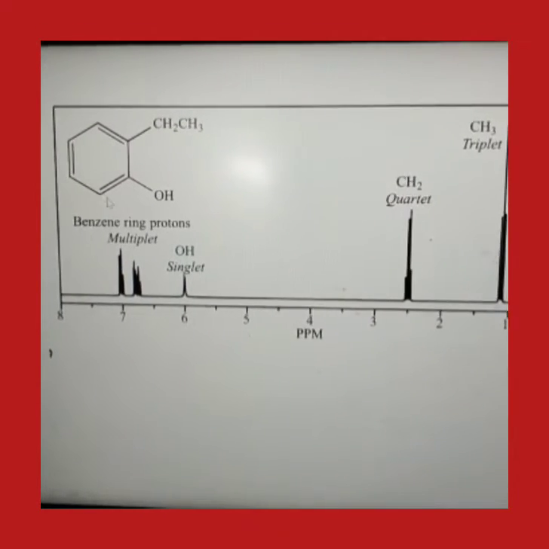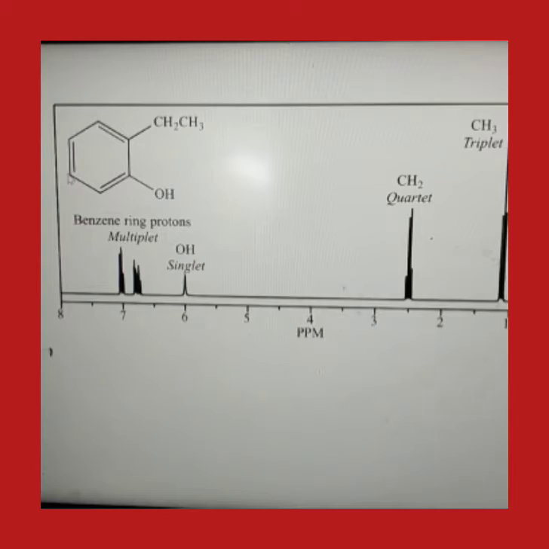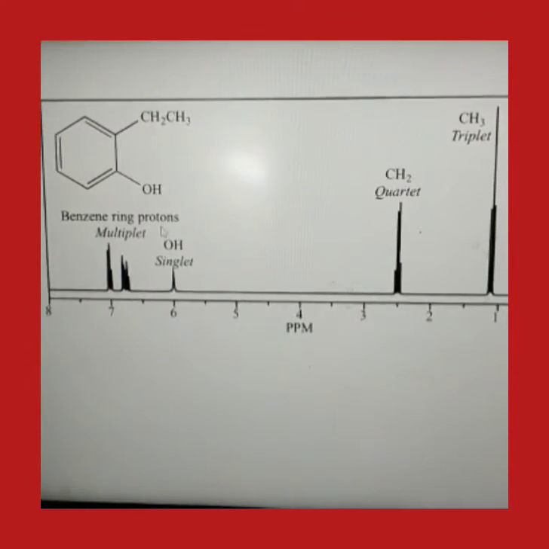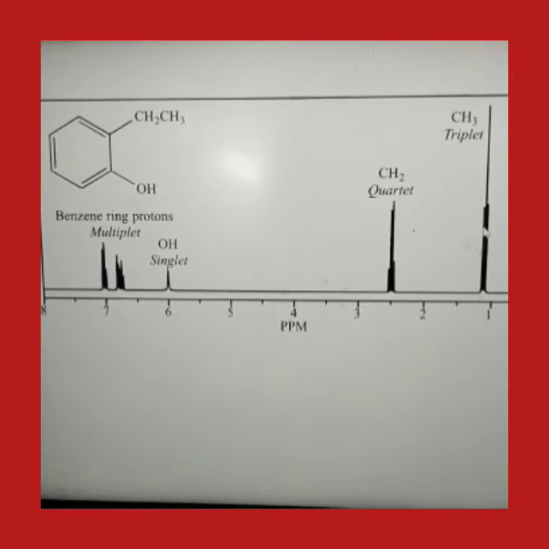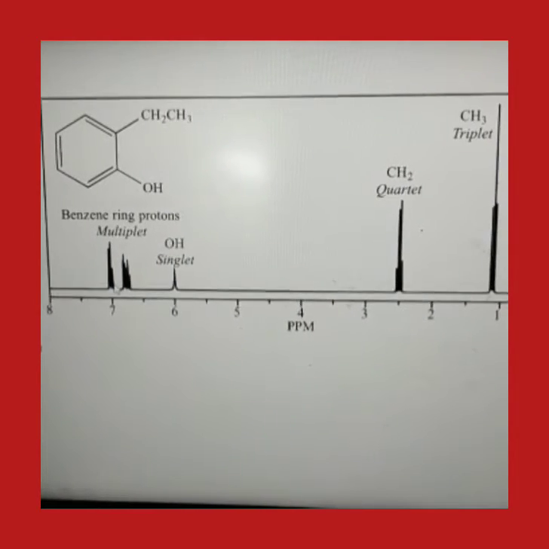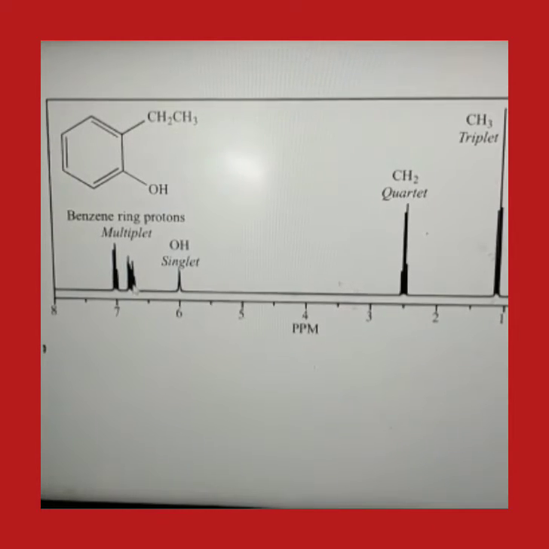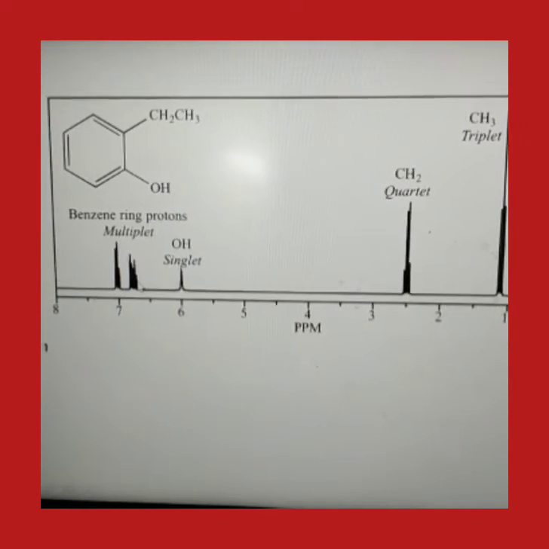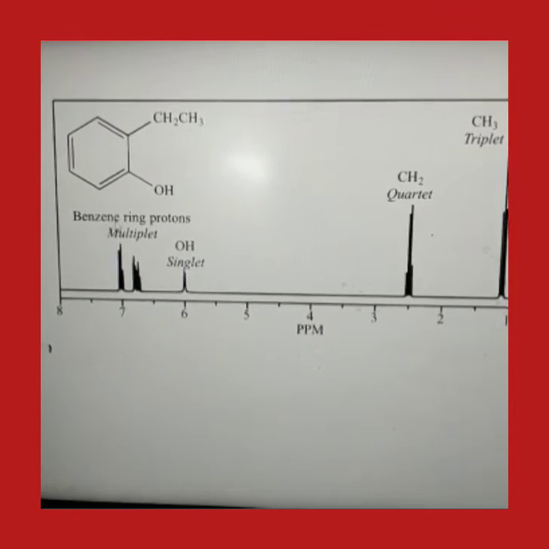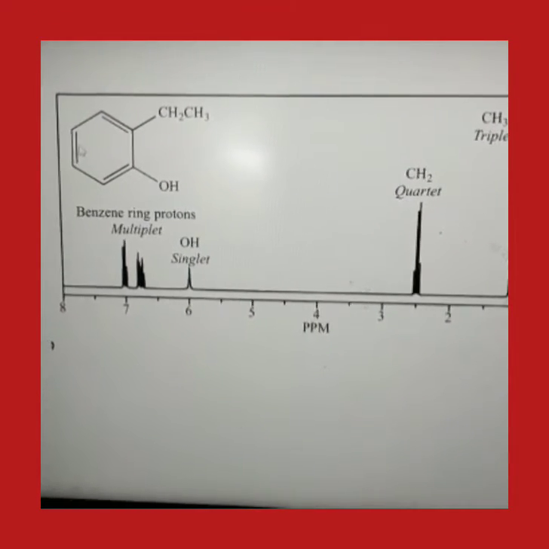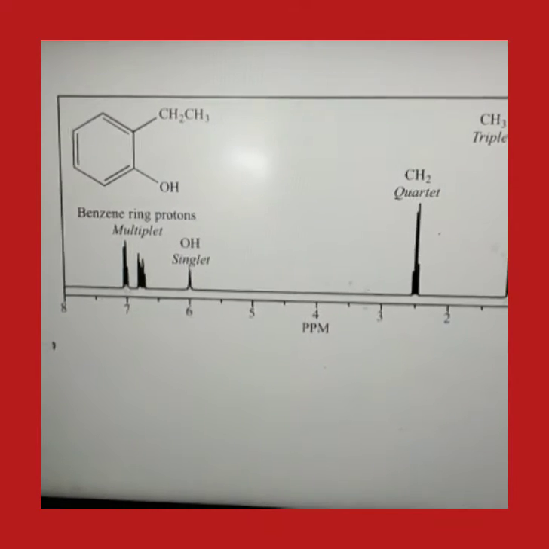Similarly, for this a triplet will be present, so two triplets and two doublets will be present. Two triplets means this one, in this one triplet and two doublets are present, and this one contains one triplet. So according to this molecule, your spectrum will contain this splitting pattern.